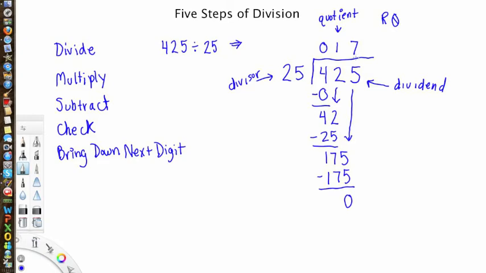So there you have it. There's the 5 steps of division. Divide, multiply, subtract, check, and bring down the next digit. You repeat these steps until you run out of digits to bring down, and then you put your remainder up top. And you might want to remember divide, multiply, subtract, check, and bring down is, does McDonald's sell cheeseburgers?